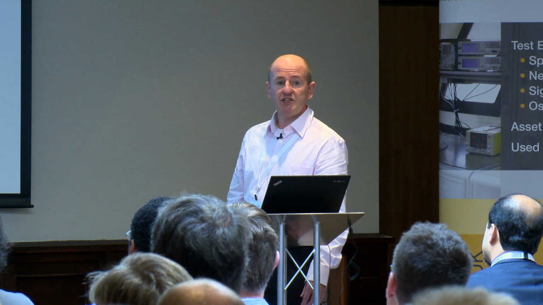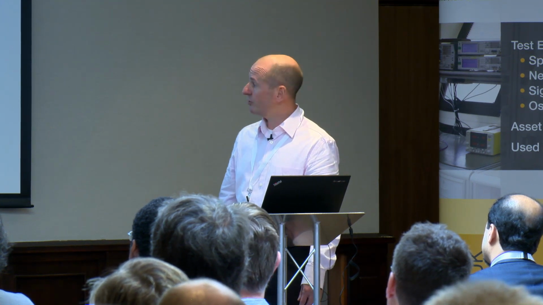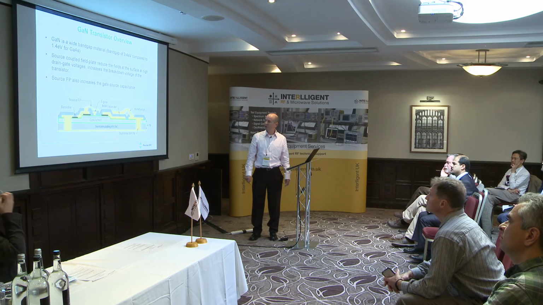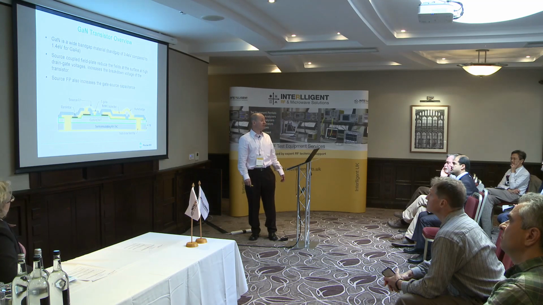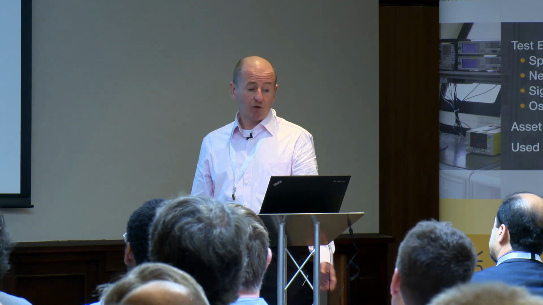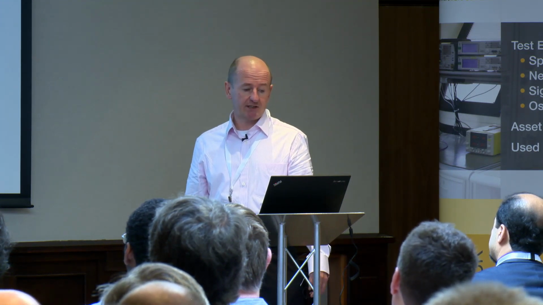Pretty much all commercially available quarter micron GaN processes have a source coupled field plate. That's a little shield that goes over the gate. And what this does is it reduces the fields at the surface at the drain gate voltages, and so it increases the breakdown voltage of the transistor.